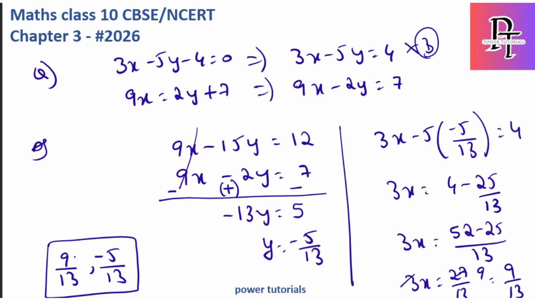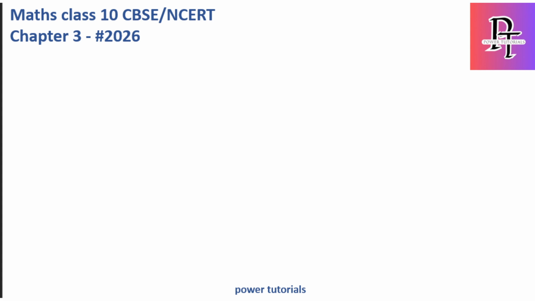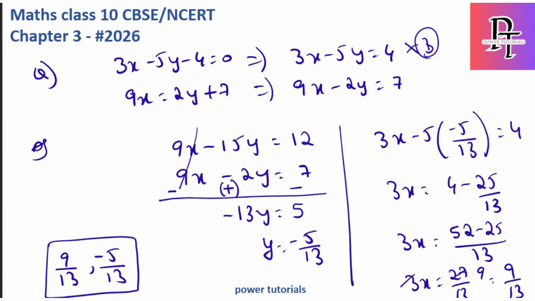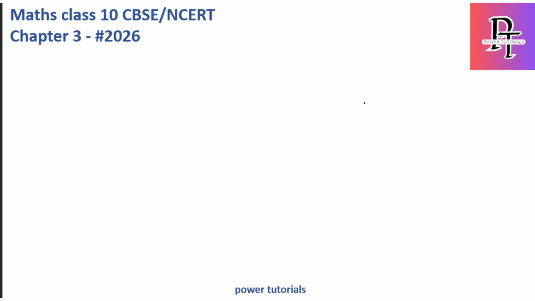But still, let's cross check, because there can be cases where, due to a small human error, you will lose the marks even though you do the process correctly. Okay, so let's cross check. 3x minus 5y is equal to 4. This you have to do on the rough side, not on the main page.